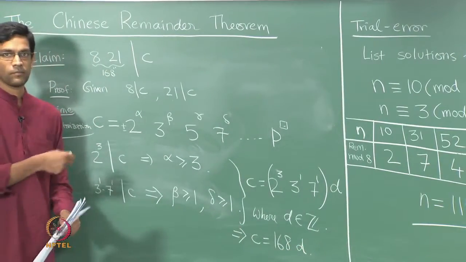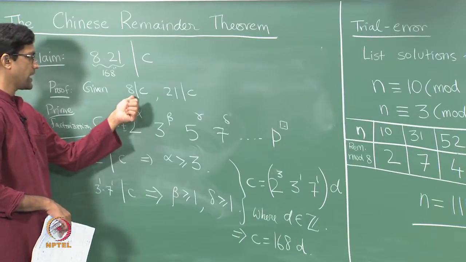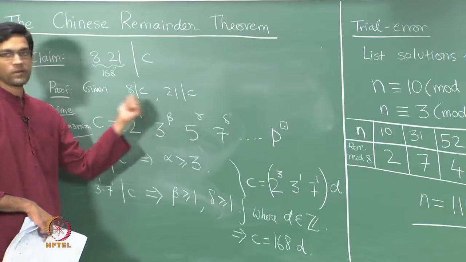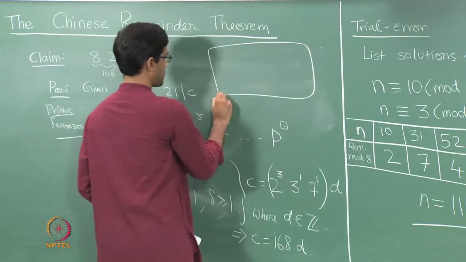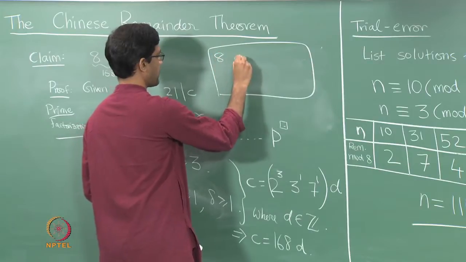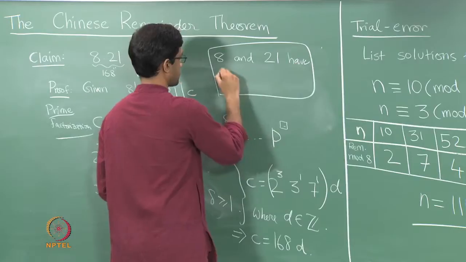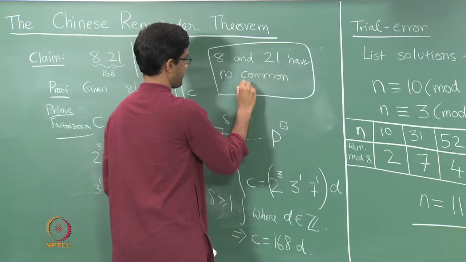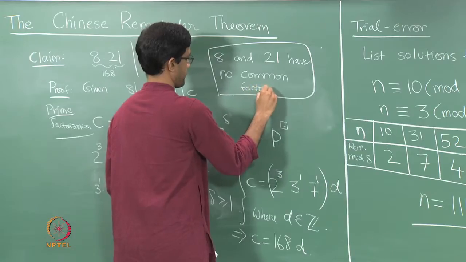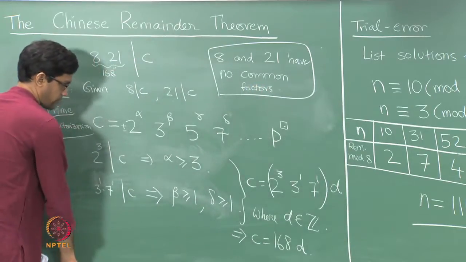Now observe, there is one important fact that we have used which really makes this whole thing work, which is that 8 and 21 don't have any common factors. So what makes this proof really tick is the following fact: 8 and 21 have no common factors. Okay, and we'll see this point again.